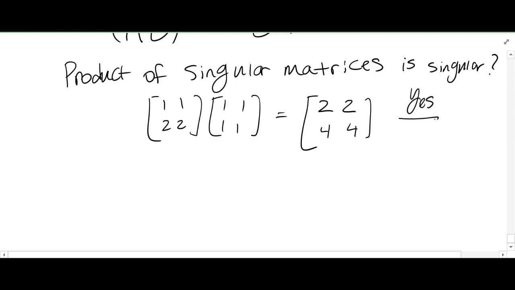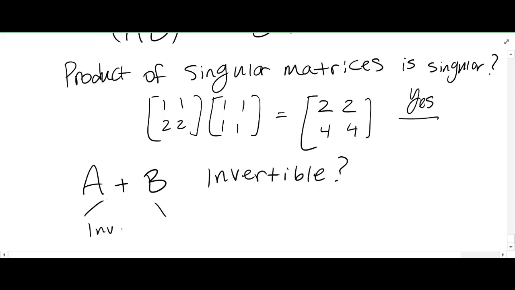Let's see, what if you add two invertible matrices? If you take two invertible matrices, A and B, and you add them together, is that necessarily going to be invertible? Both of these are invertible. Like, what is the inverse of A plus B? Is there a formula for that?